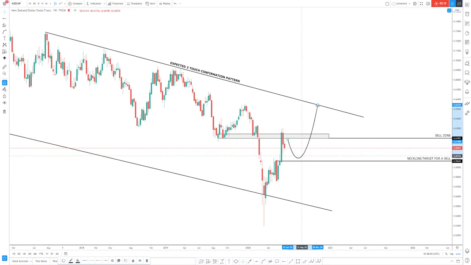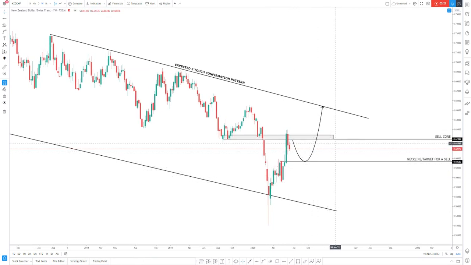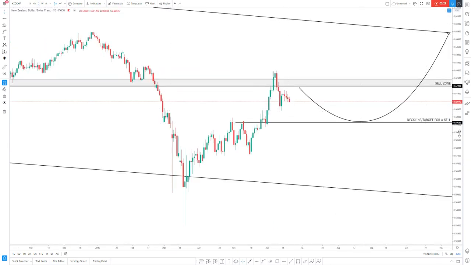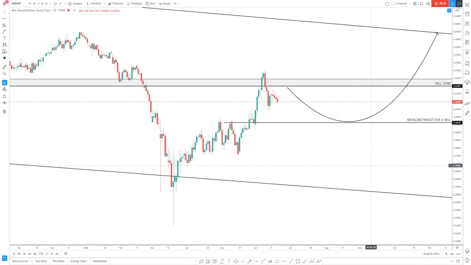I'm not interested in the shorts at all. So once this short plays out and I get my possible trigger to go long, I will take a long, and I'll be staying out of this short. So to the daily time frame, so we can see quite well areas of structure around here.